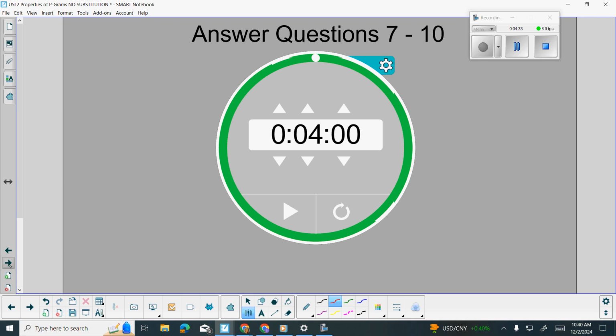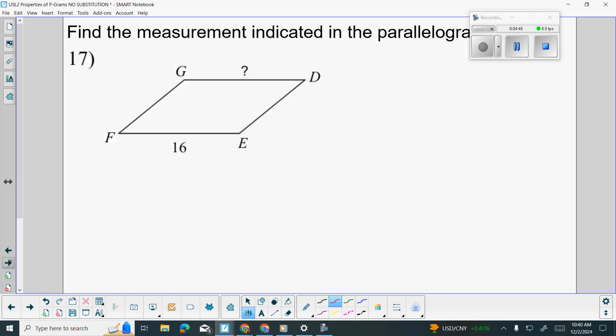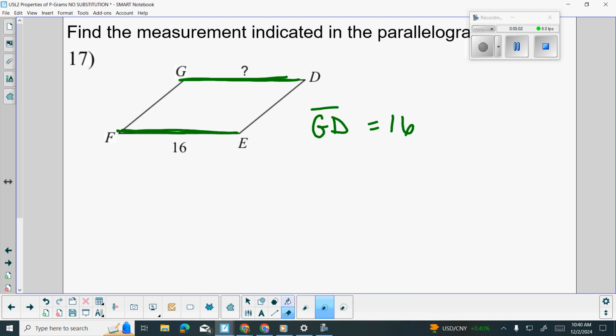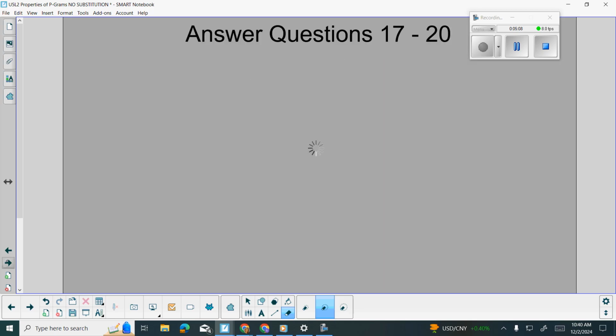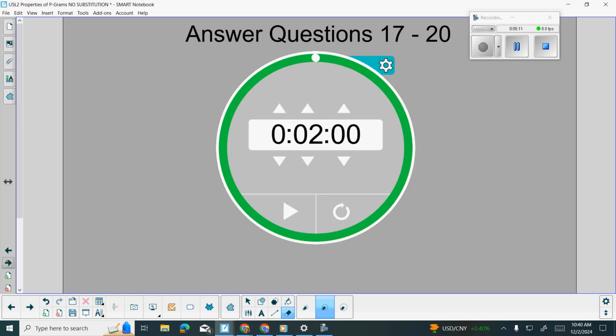And we are going to skip the section 11 through 16 because it's the one that has you plug it back in. Now, that is also very essential, and we're going to practice that a little bit during the review, but for right now, we're going to skip it. Question 17 gives you one side and asks you for the length of the opposite side. One of the 5 definitions states that the opposite sides are congruent, which means that GD is equal to 16. Then you're going to do questions 18 through 20.